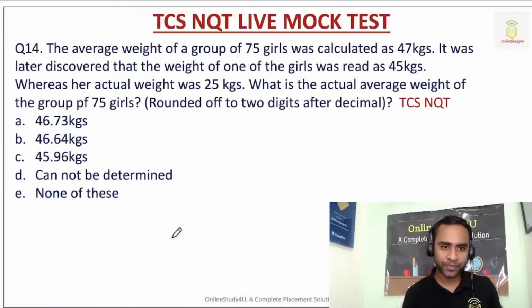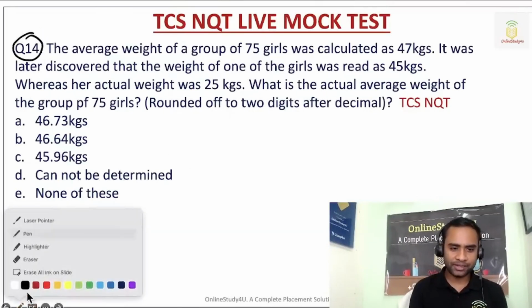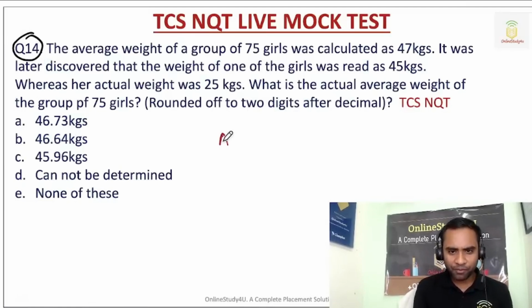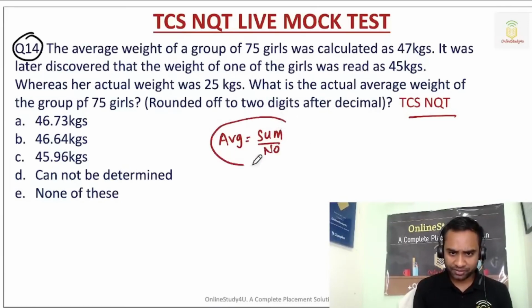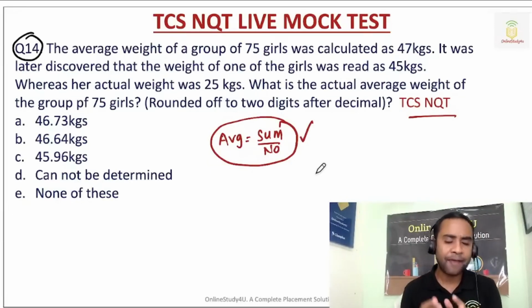Now, let us see here. Question number 14 is an easy problem. There is only one formula in average. This is also asked in the TCS exam. Average will be equal to sum divided by number. Sarmila, very good, it's a correct answer. Dhanush also correct.